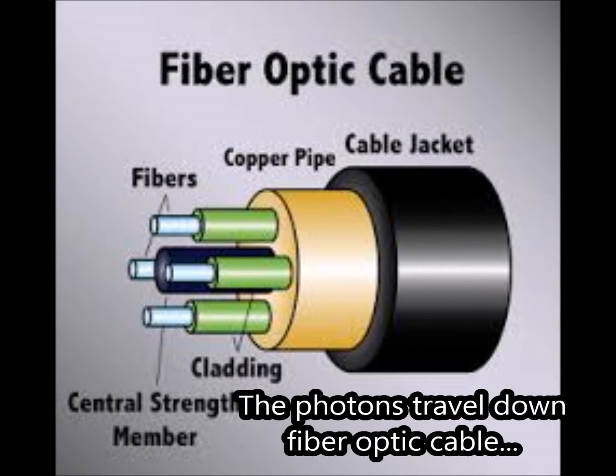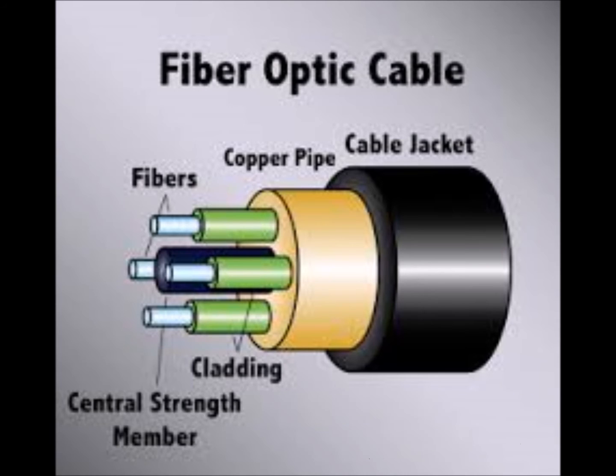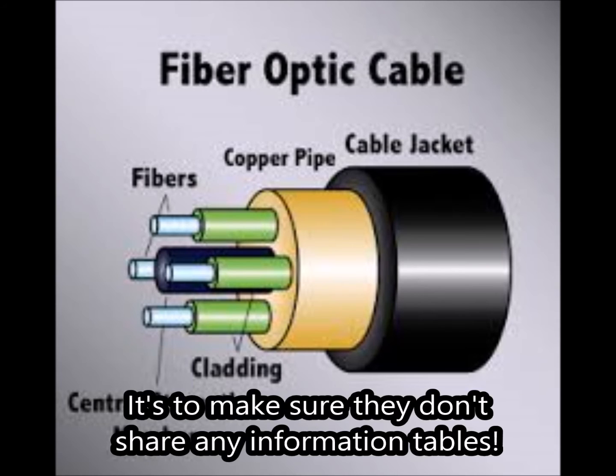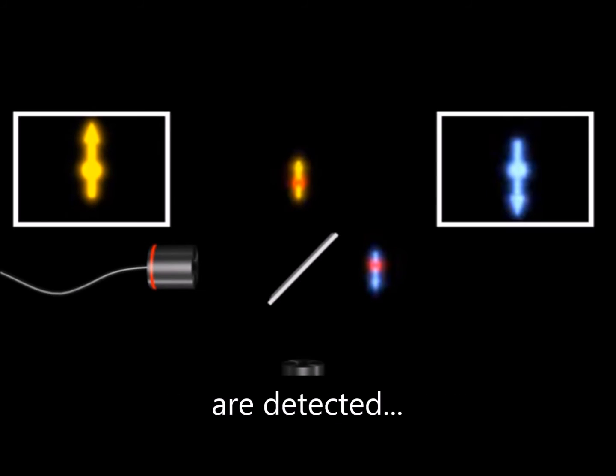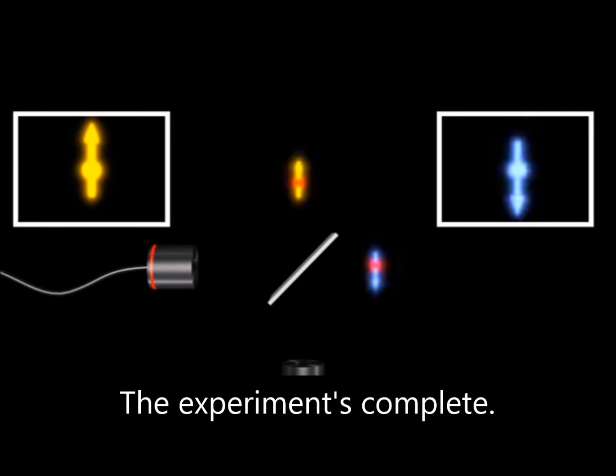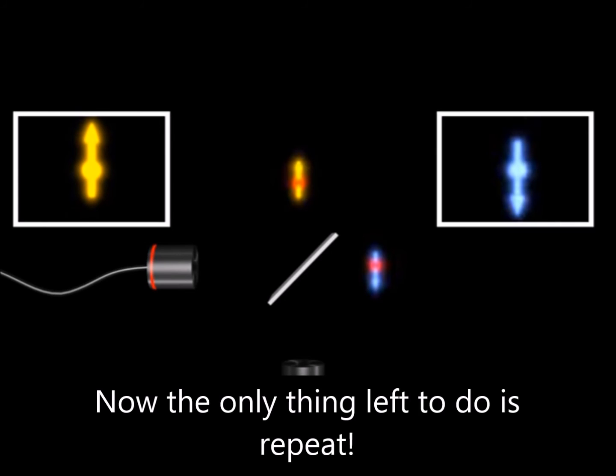Two photons travel down fiber optic cables. It's to make sure they don't share any information tables. They go through a beam splitter and are detected. The experiment's complete. The only thing left to do is repeat.